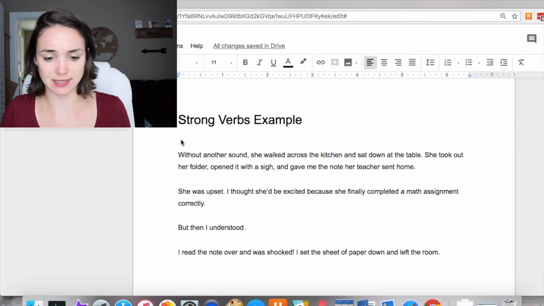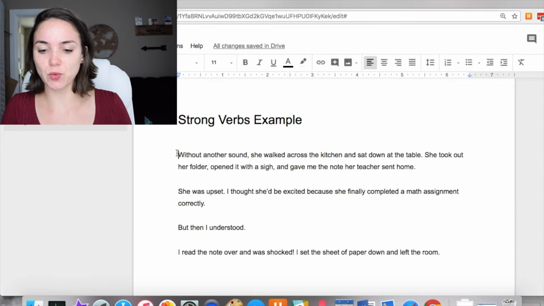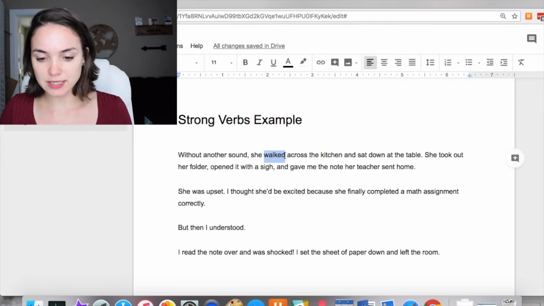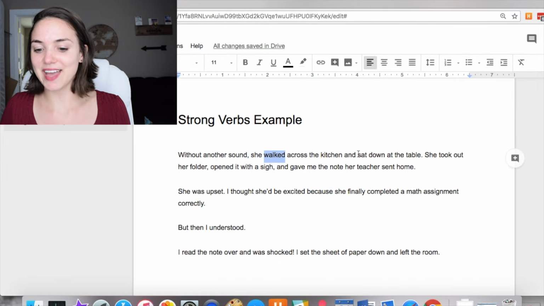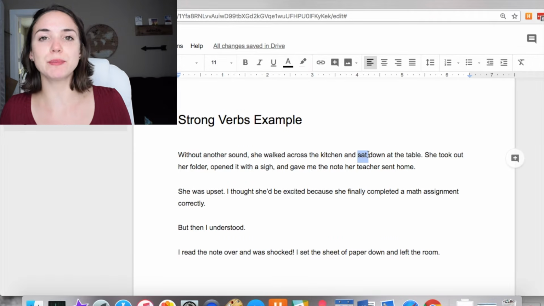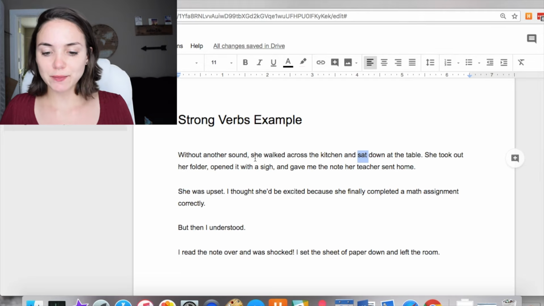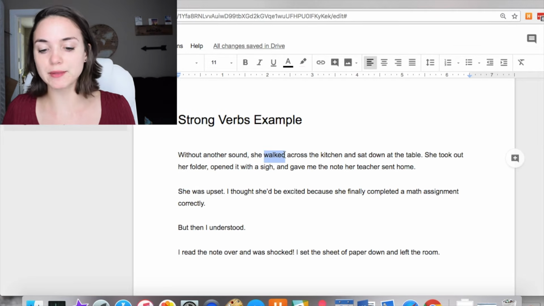So let's just start with the first sentence. Without another sound, she walked across the kitchen and sat down at the table. A few of the verbs here that we can change are walked, since it's a pretty basic form of walking, and then sat. That is also a verb that's pretty basic, but we can make those pictures a lot sharper. So for walked, we have to determine how she walked. In the paragraph below, you can see she was upset. So what is a way in which somebody walks that shows that they're upset?